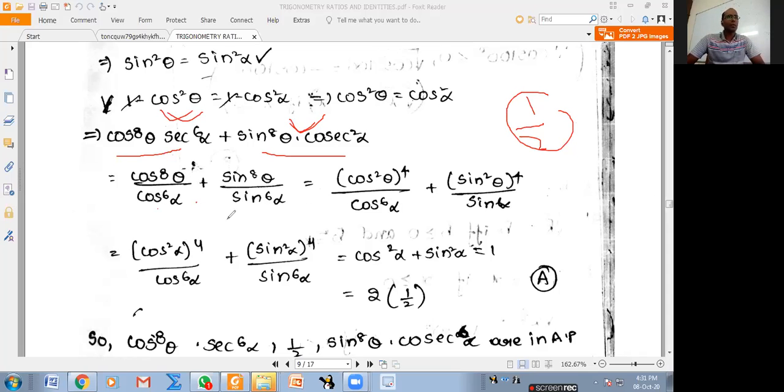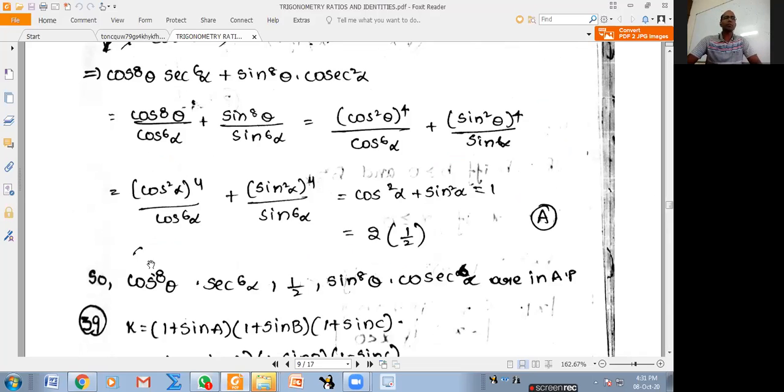Cos square theta, I know it is the same as cos square alpha. Sin square theta, I know it is the same as sin square alpha. That's what I proved just now. Cos power 8 by cos power 6 is cos square alpha. Sin power 8 by sin power 6 is sin square alpha. I finally got cos square alpha plus sin square alpha is 1, which is 2 times 1 by 2. Hence, the three things mentioned in the question are in AP. So mainly proving sin square theta equal to sin square alpha and cos square theta equal to cos square alpha is what is important.